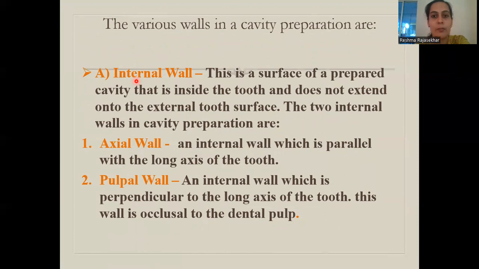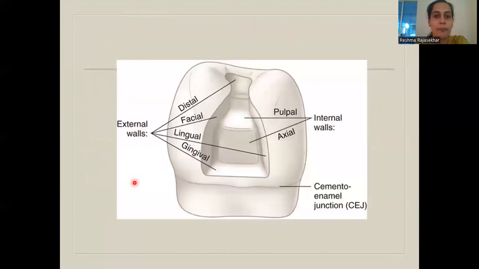An internal wall is the surface of a prepared cavity that is inside the tooth and does not extend into the external tooth surface. There are two types of internal walls. Firstly the axial wall, which is parallel to the long axis of the tooth, and the pulpal wall, which is perpendicular to the long axis of the tooth. So these two walls are within the prepared cavity.